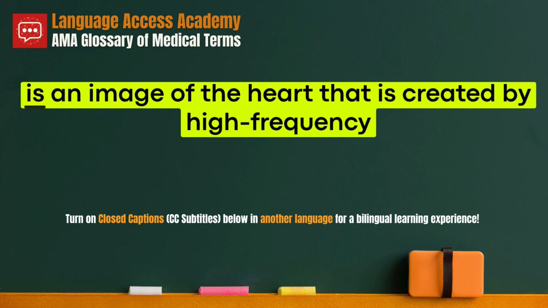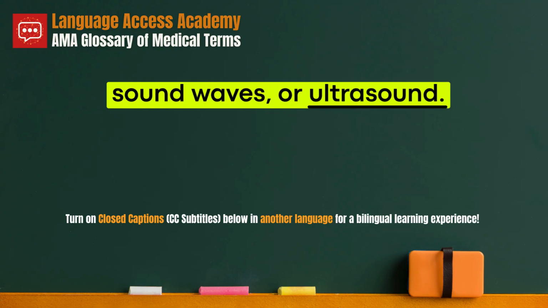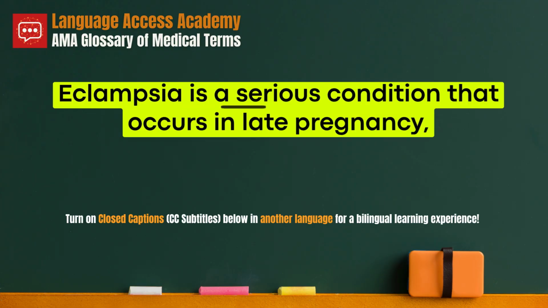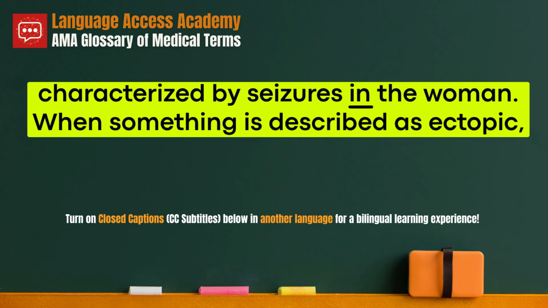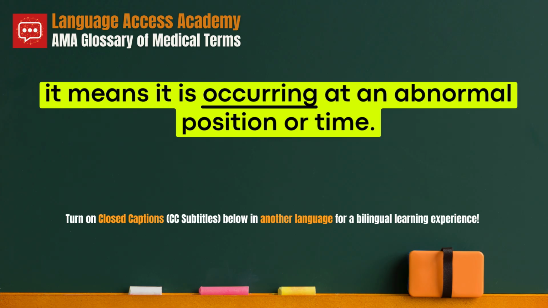An echocardiogram is an image of the heart that is created by high-frequency sound waves, or ultrasound. Eclampsia is a serious condition that occurs in late pregnancy, characterized by seizures in the woman. When something is described as ectopic, it means it is occurring at an abnormal position or time.